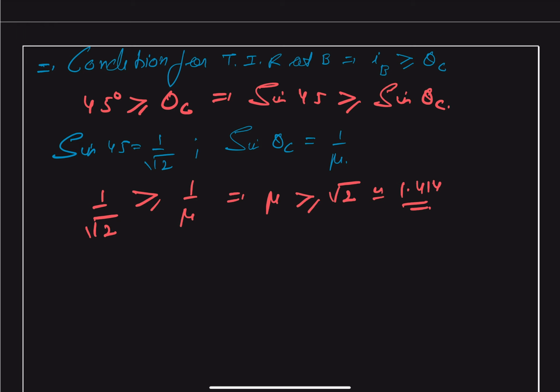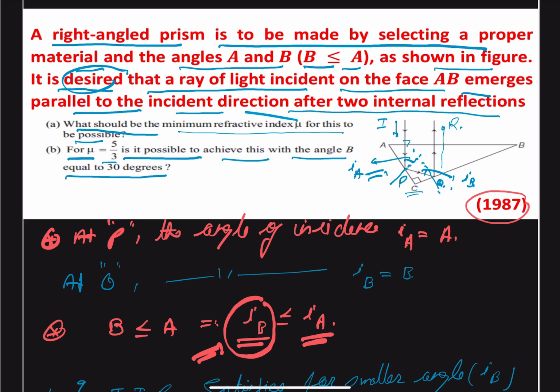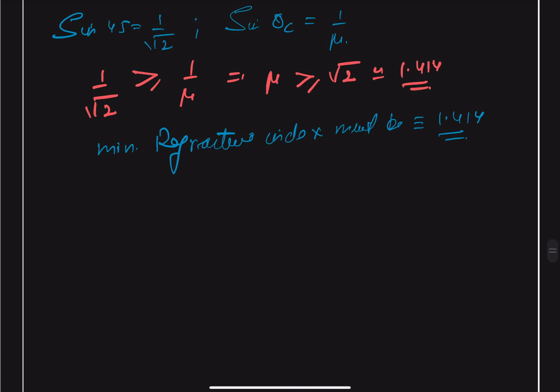So the minimum refractive index which is possible must be 1.414, and so this was asked in the first part, the possible value of the minimum refractive index. And we come to part B.